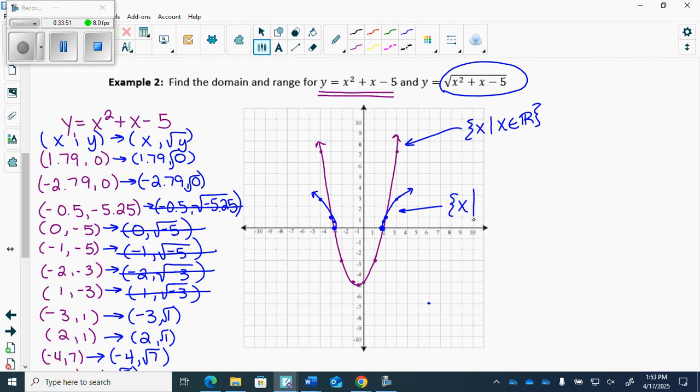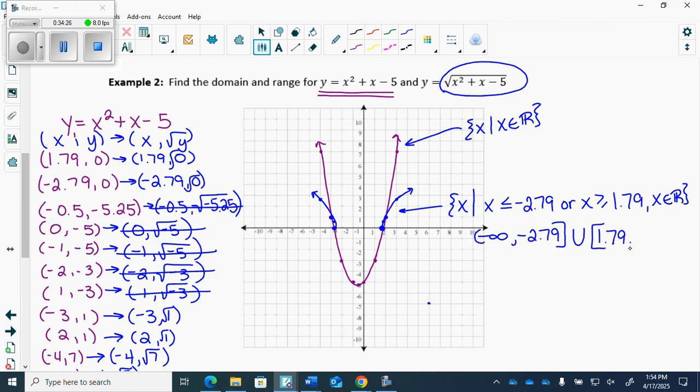What is the domain of this one? X such that, this is negative 2.79, I believe. So it's going to be x is less than or equal to negative 2.79, or x is greater than or equal to 1.79, x an element of the reals. In interval notation, it's from negative infinity to negative 2.79, closed bracket or square bracket because it's equal to, or is a union symbol, 1.79 to infinity. You can't equal infinity, infinity goes around.